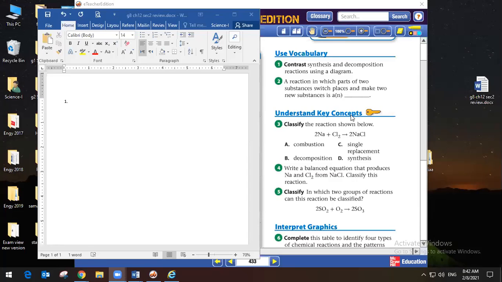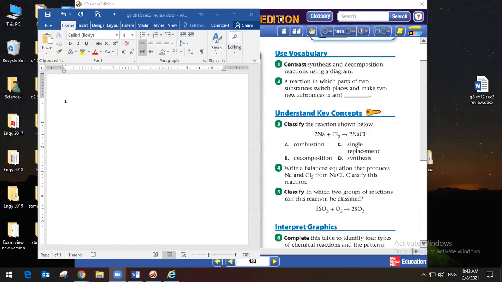Question number 1, he said contrast synthesis and decomposition reactions using a diagram. So who can answer this question, guys? Yes, Hannah. Okay, we can draw two diagrams or any drawings. In synthesis we could make it into this diagram: this drawing plus this drawing equals two drawings joined with each other.